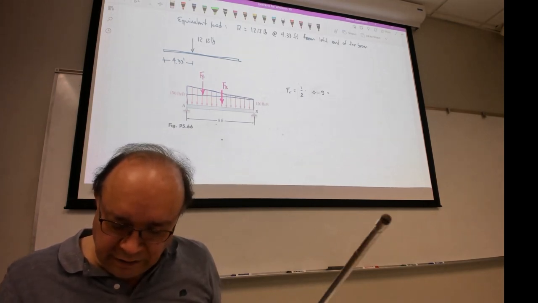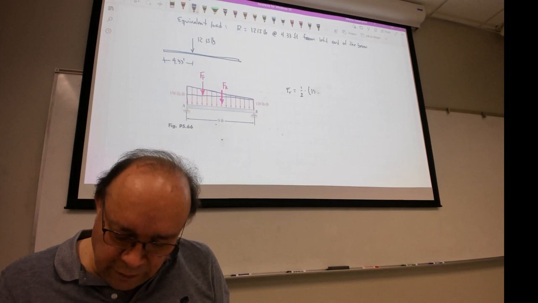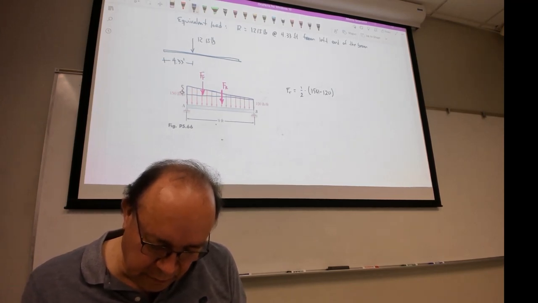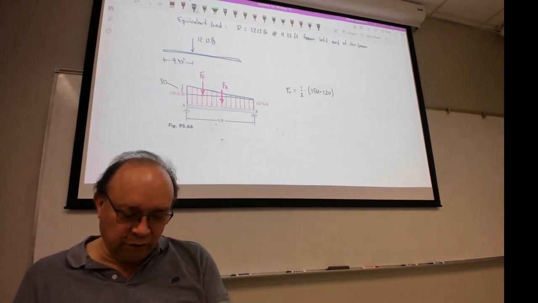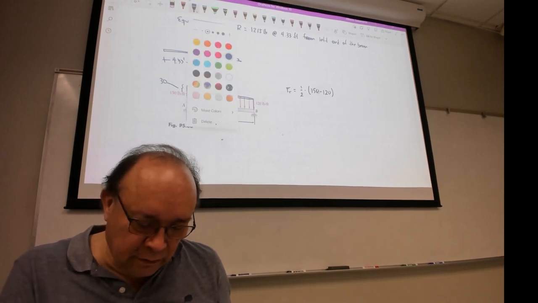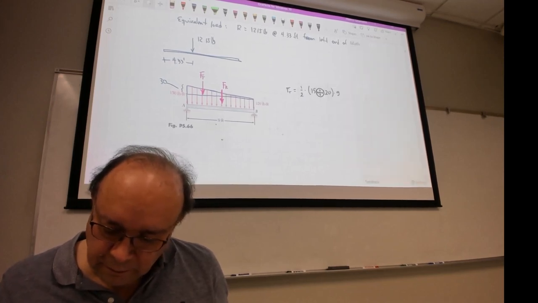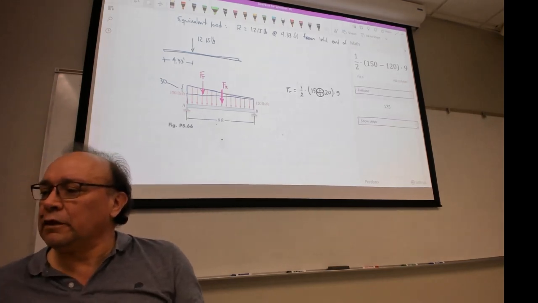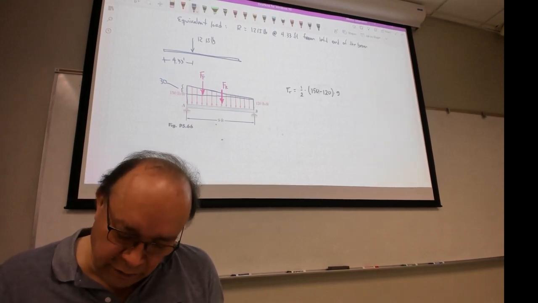Where does 30 come from? Let me put it clearly here. This is 1/2 of 150 minus 120. The 30 is this magnitude here, the difference, the height from 120 all the way to 150. And 9 is the base, so 15 times 9. What do you get? 135. Will that be pounds? Let's put all the units to make sure everything is correct.